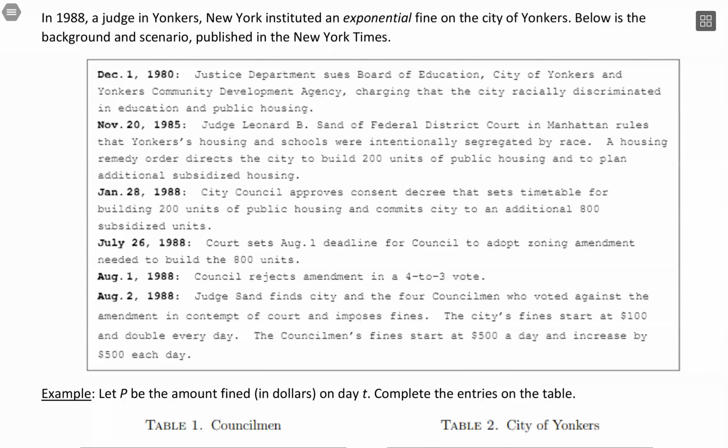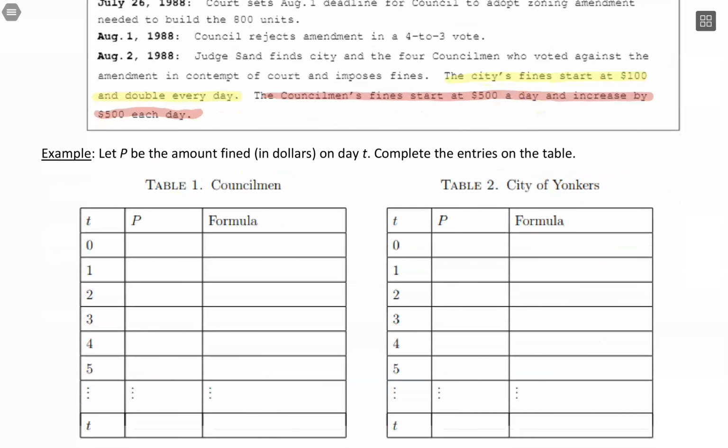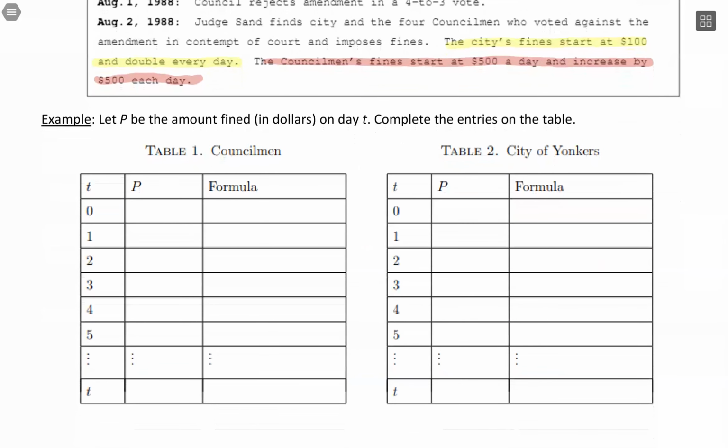Judge Sand fines the city and the 4 councilmen who voted against the amendment in contempt of the court. The city's fines start at $100 and they double every day. So they start at 100, then go to 200, and then 400, doubling every single day. For the councilmen's fines, they start at $500 a day and increase by $500 each day. So we're going to start by making a table for the councilmen and a table for the city of Yonkers to see how these fines escalate as days pass without them being paid.